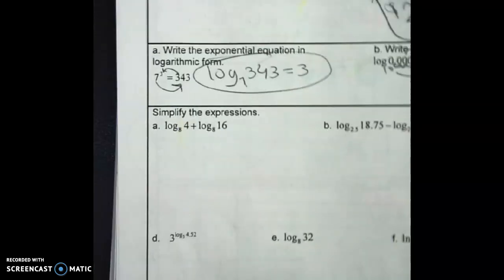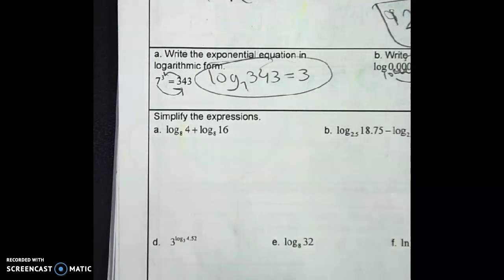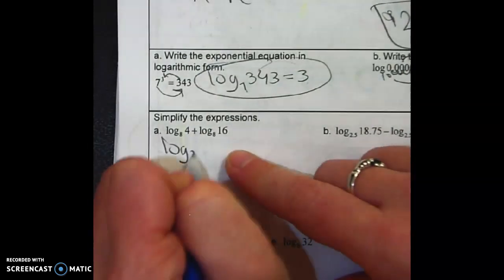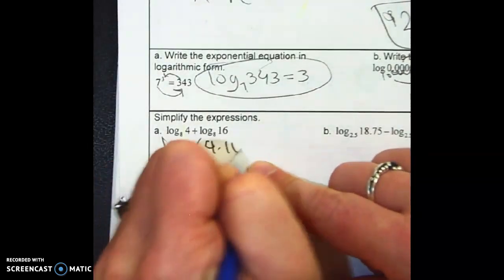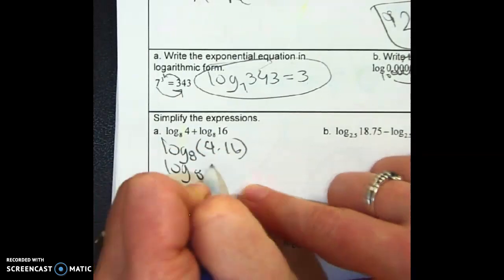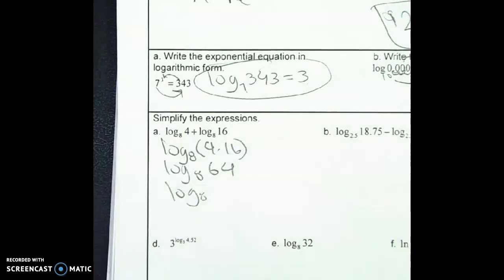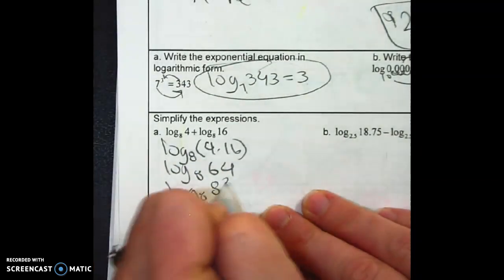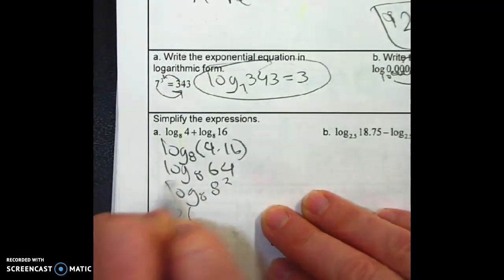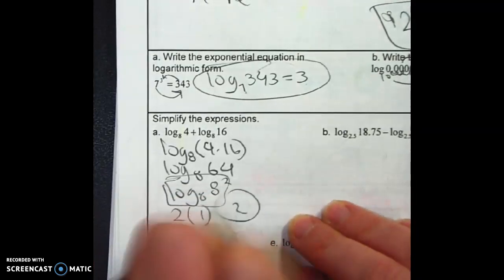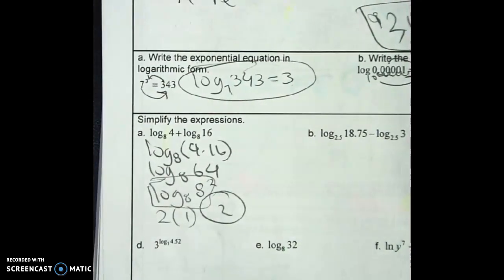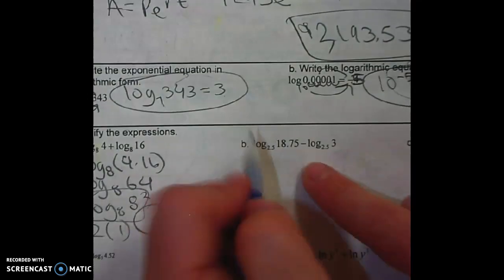Don't get those wrong. All right, a whole lot of simplifying. Adding means multiply. Show that, please. If 4 times 16 is 64, now I need to make the bases the same. If that's 8, that's got to be 8 squared. Little turns big. That's 1, 2. Okay. Let's go to the next one.